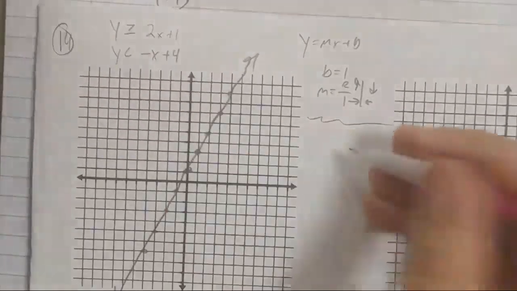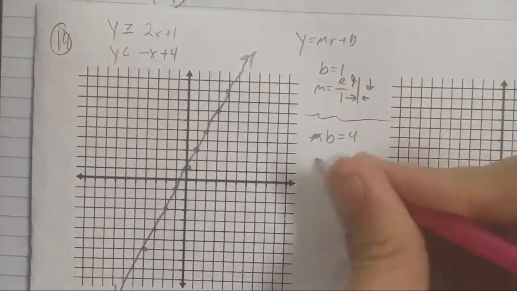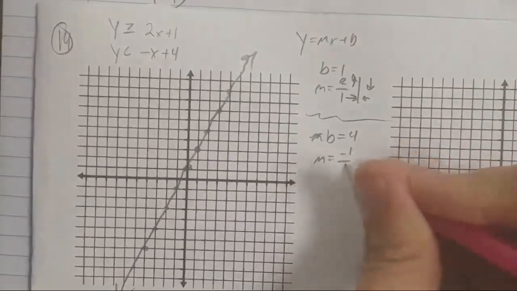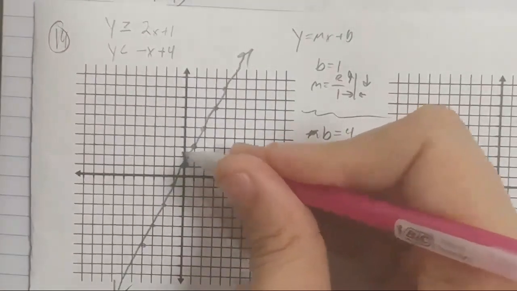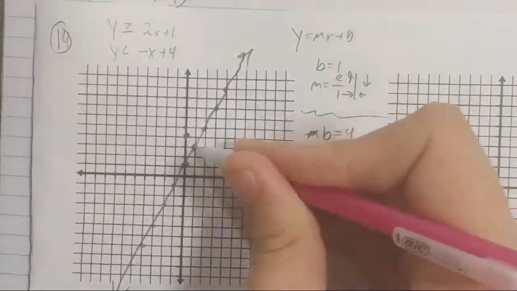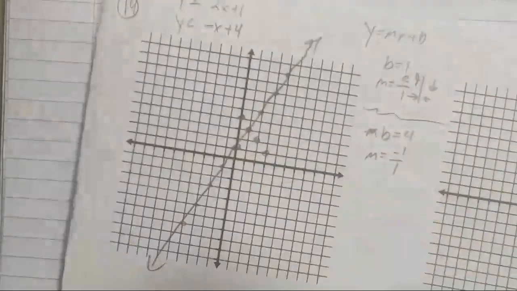Next one, we're going to do b first. b is positive 4, and m equals negative 1 over 1. So we're going to start 1, 2, 3, 4 up. And we're going to go down 1, right 1, down 1, right 1, down 1, right 1. And I go up 1, left 1.